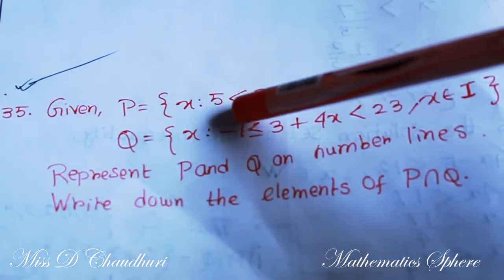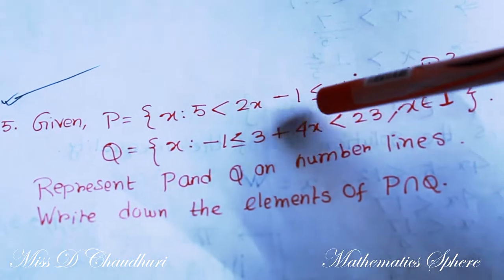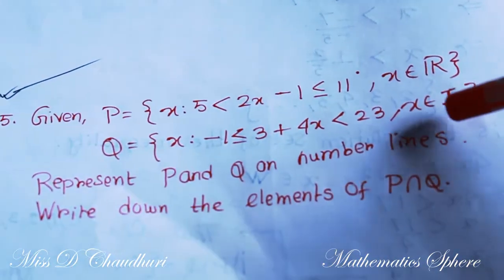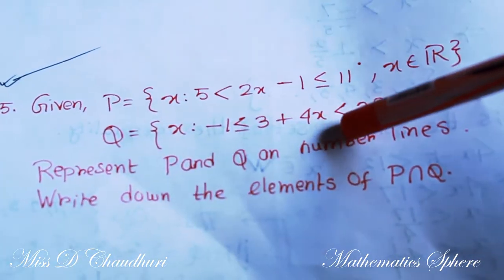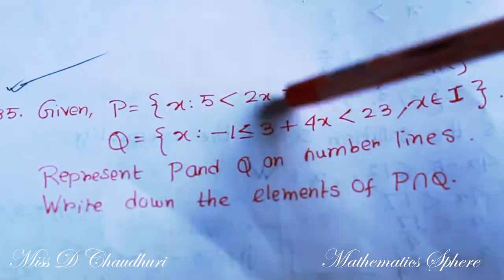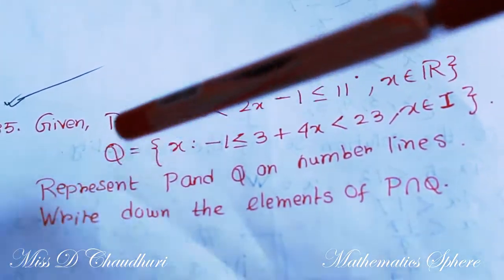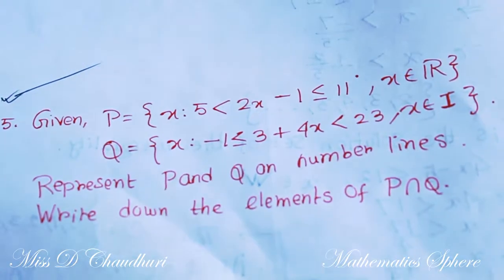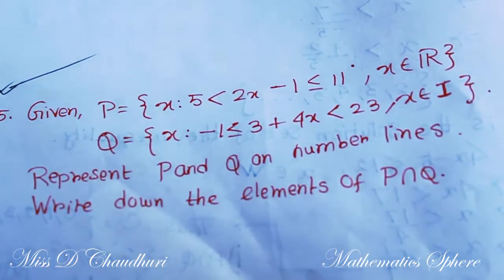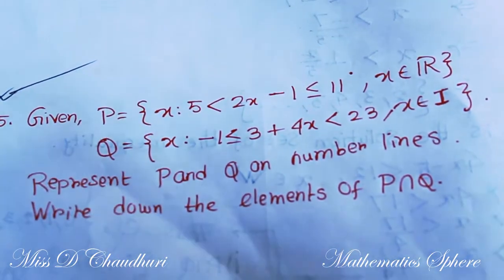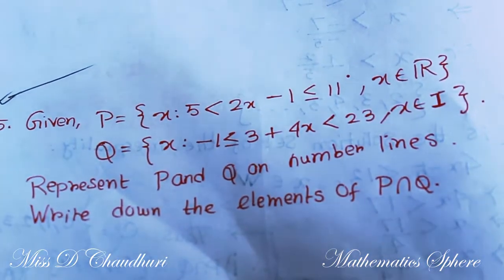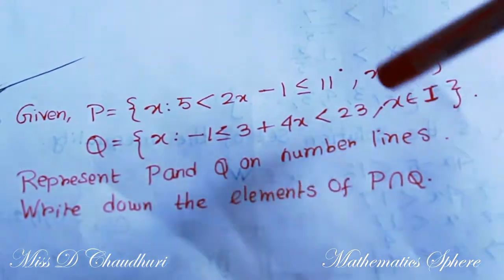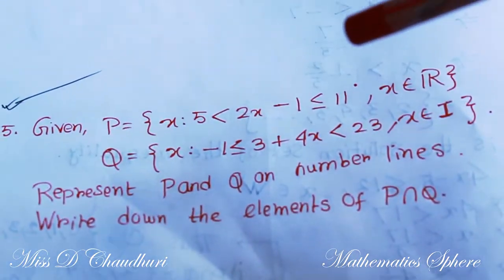Q equal to x such that minus 1 less than 3 plus 4x less than 23, x belongs to I, that is integer. When you solve this inequality, the values you get will be the members of the set Q. The only difference is that the members of the set P are real, meaning fractions, decimals, everything will come in it, so you will not be able to write it in tabular or roster form. But when it comes to the set Q, it is integers, so you will be able to write them in tabular or roster form.